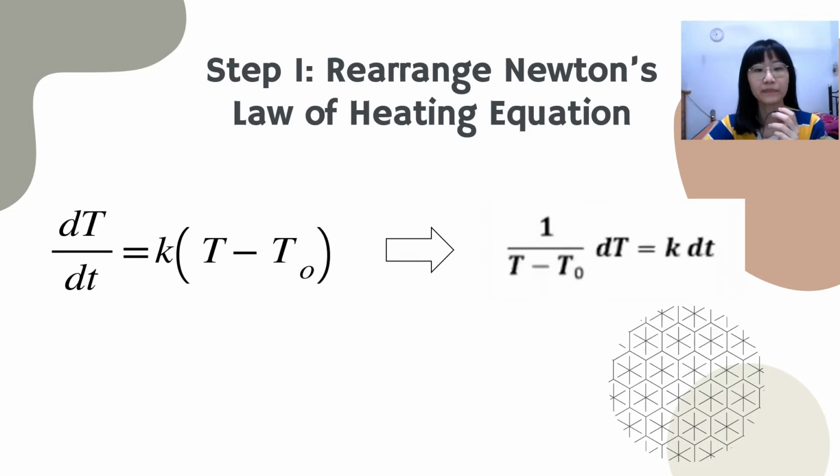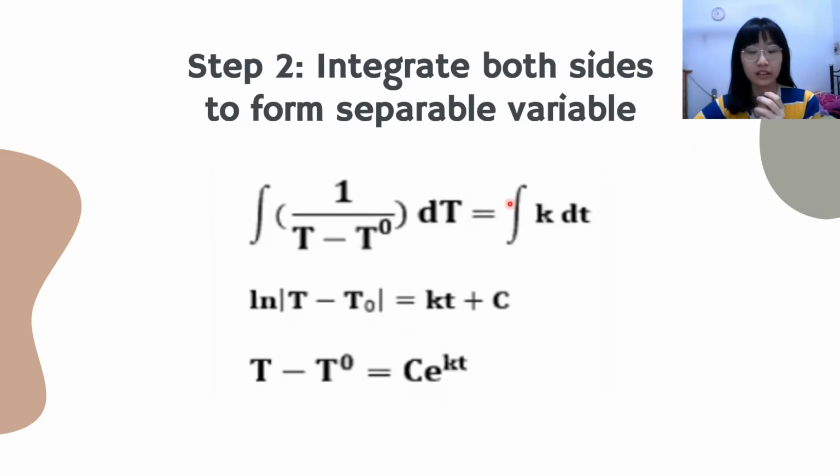So we rearrange them. The next step, step 2, we integrate both sides to form separable variables. Integrate 1 over (T minus T naught) dT and we integrate K dt. When we integrate 1 over (T minus T naught), we get ln, so ln|T minus T naught| equals Kt plus C. Then after that we use the exponent to make the ln disappear, so it will be T minus T naught equals C e to the power of Kt.